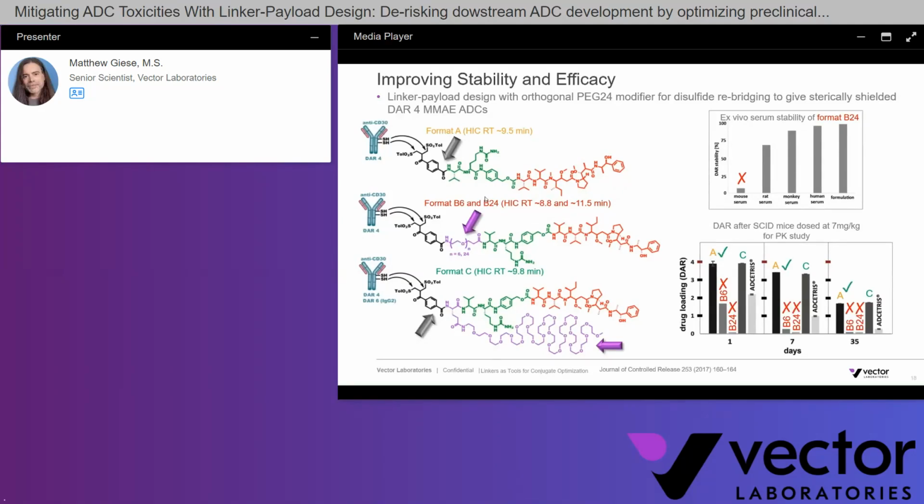But now that hydrophobic payload is exposed, and it could present some downstream liabilities with development. Format C, which also retains that short conjugation distance and places the PEG in the orthogonal shielding position, was just as stable as format A.